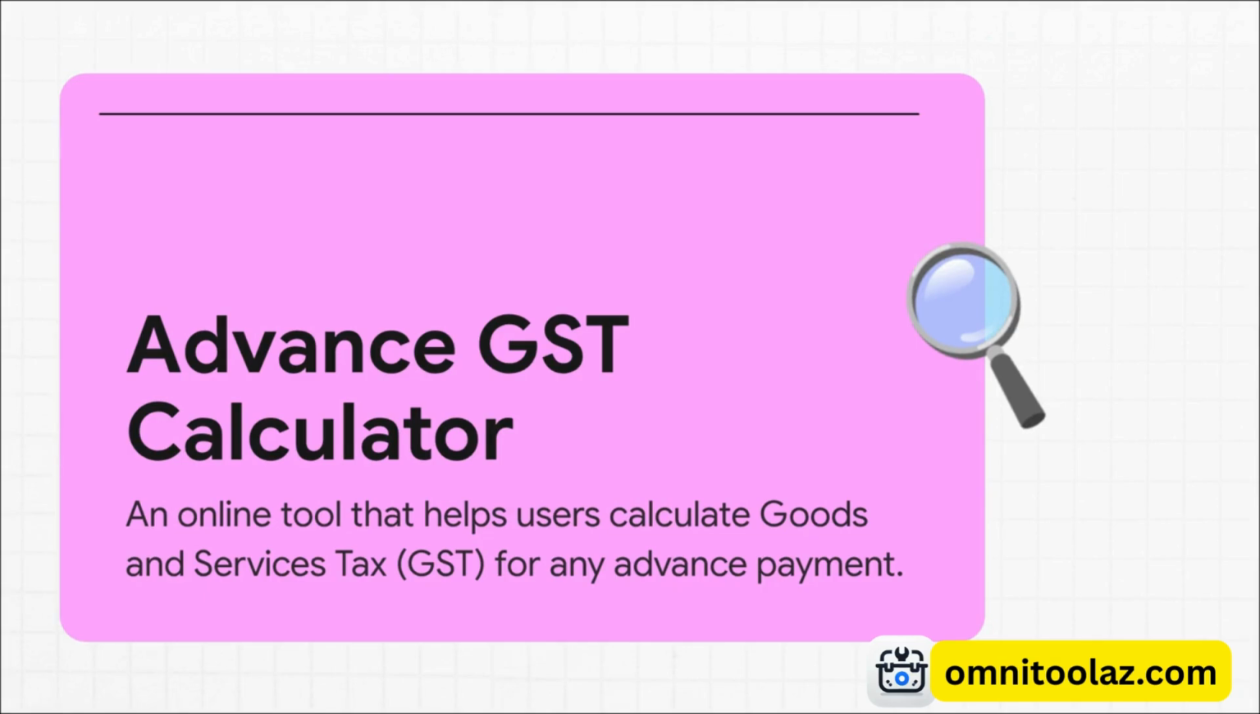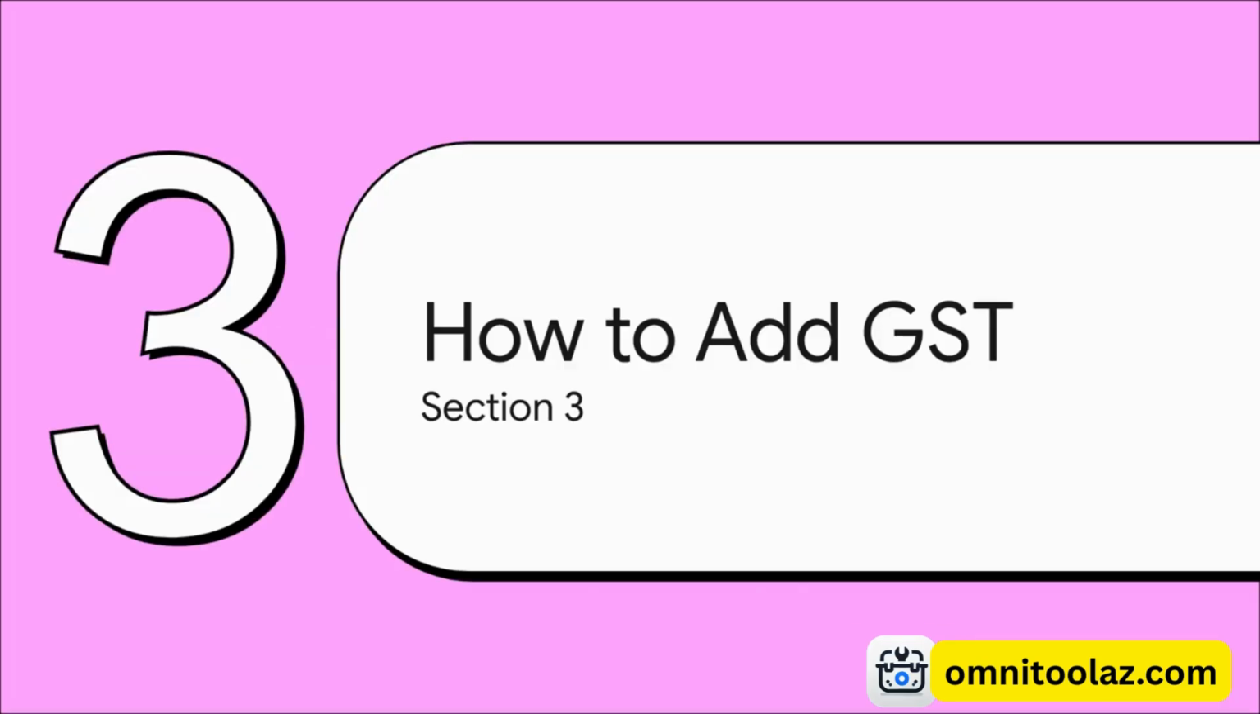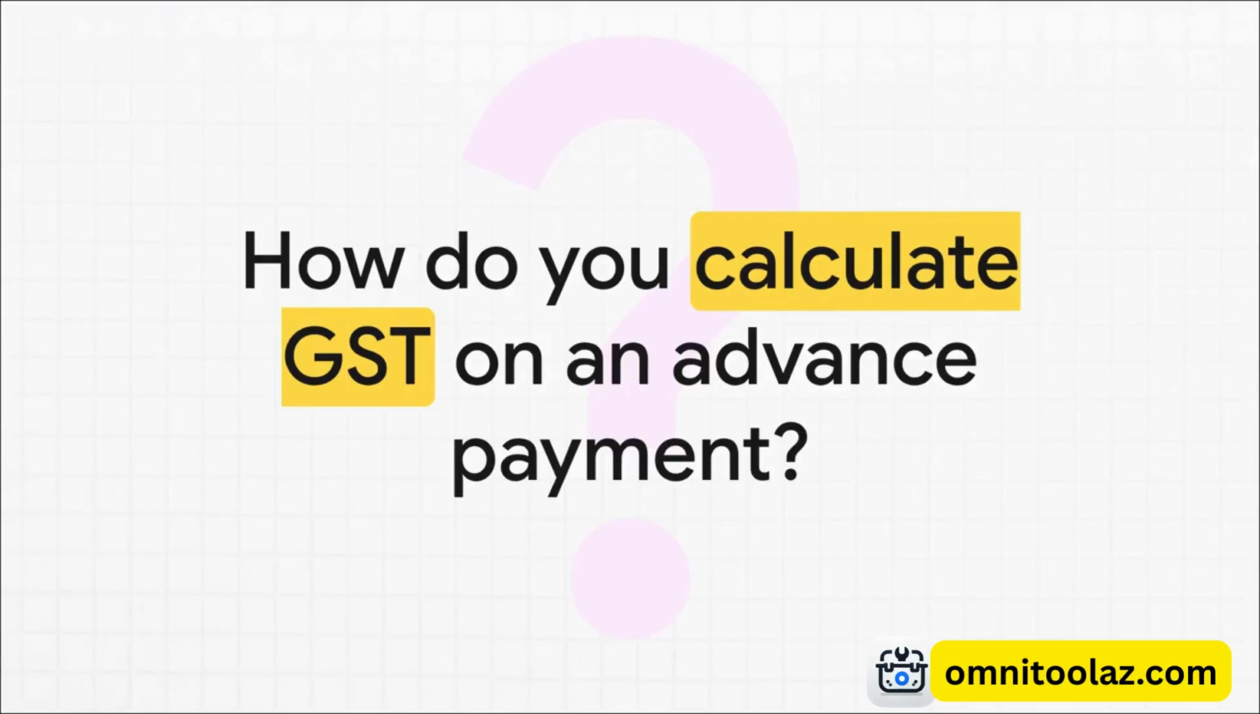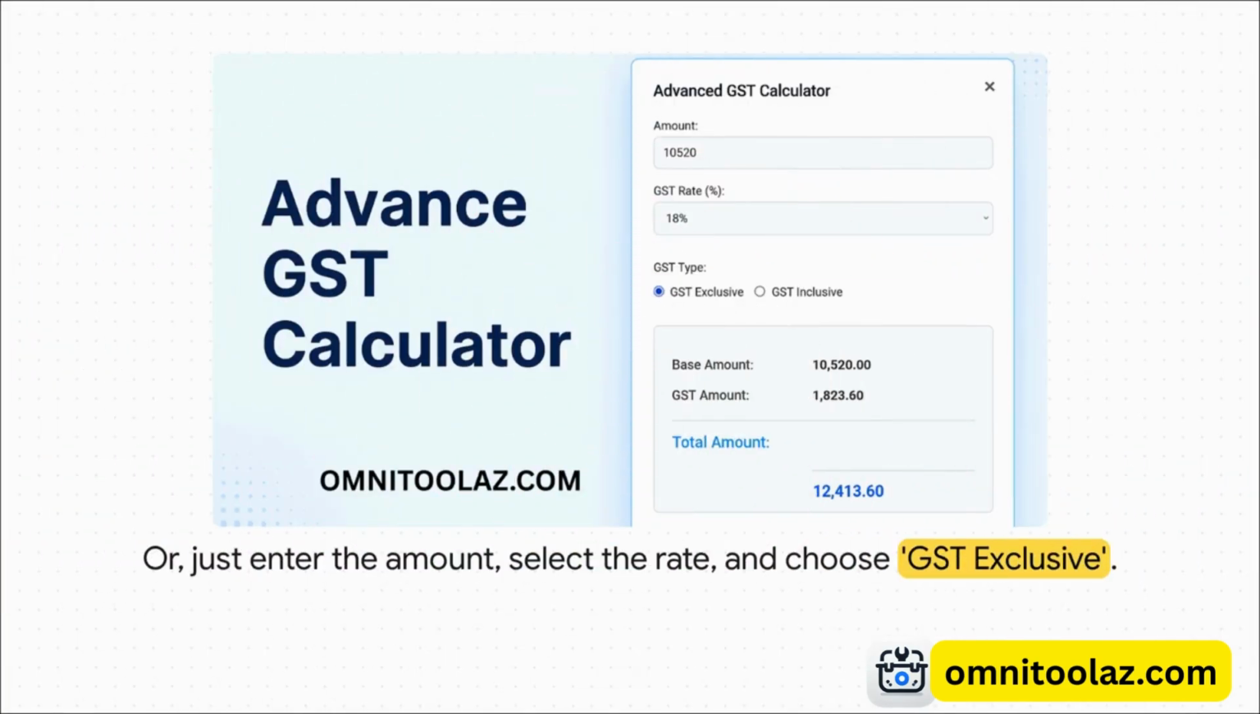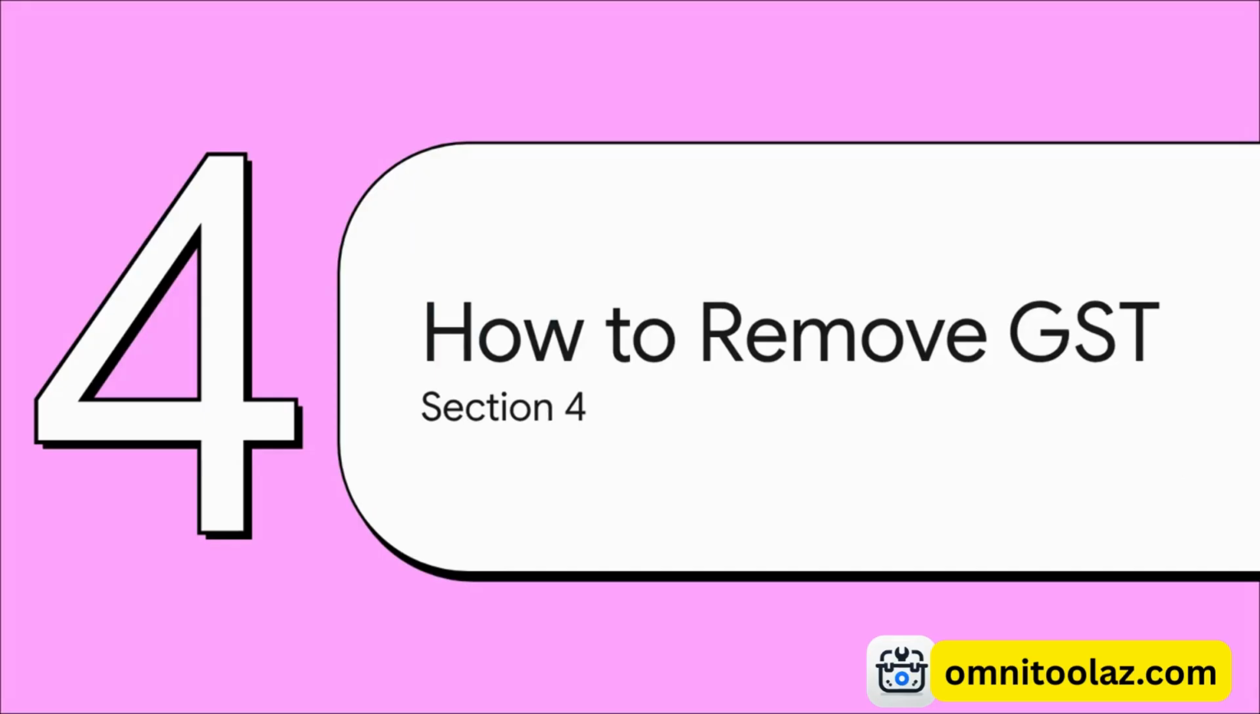All right, let's get practical. We're going to tackle the most common situation you'll face: how to actually add GST onto an advance payment. This is the number one question, right? You've got your base amount for the advance, and you know you need to add tax to it. So how do you get it right every single time? Well, you could do it the manual way. You take your advance amount, you multiply it by the GST rate, and then you divide by 100. So let's say it's an advance of 10,000 rupees at 18% GST. The tax comes out to 1,800 rupees. It's not rocket science, but it's an extra step. And that's exactly where mistakes can happen.